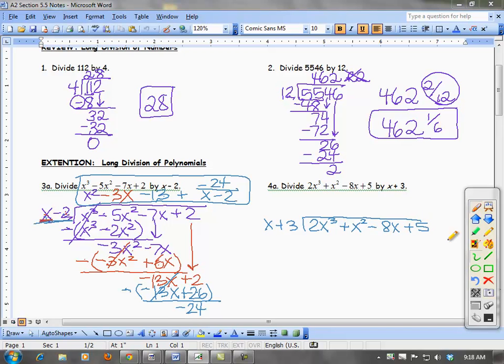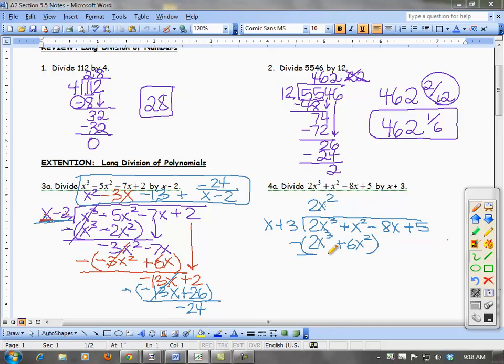Okay? All right, we always start with the x's. We care about the x's here for a minute. X times what is 2x cubed? Well, I'm missing the 2, and I'm also missing an x squared. So I take 2x squared times x to get 2x cubed. 2x squared times 3 is plus 6x squared.